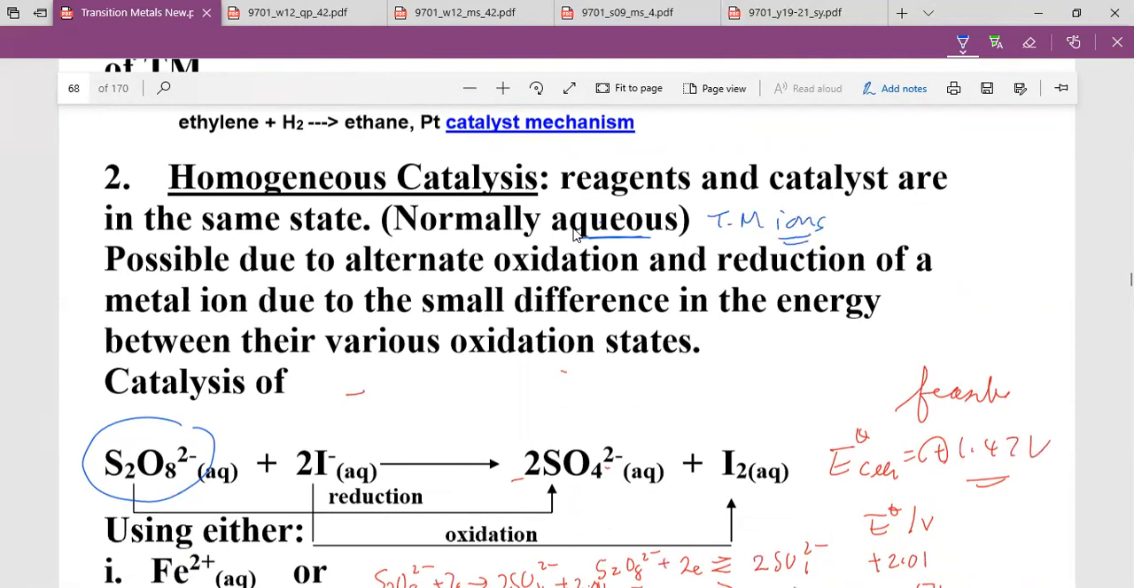Why is it ions? Because it's aqueous. What if it's metal? It cannot be aqueous, isn't it? So ions, which means normally 2+ and 3+, because these are both very common and very easily reversible. And you can find 2+ and 3+ very common in your data booklet. You just check and see.